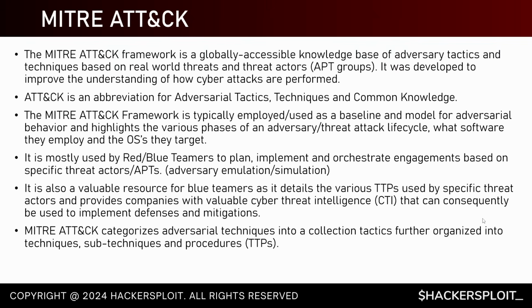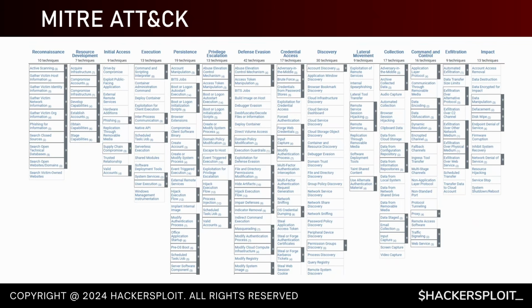Now, the MITRE ATT&CK framework categorizes adversarial techniques into a collection of tactics that are further organized into techniques, sub-techniques, and procedures, which is where we get the abbreviated term TTPs. So whenever I refer to TTPs, just know that it's in relation to the MITRE ATT&CK framework, and it generally represents the tactics, techniques, sub-techniques and procedures of an adversary. Or if you're performing a red team operation, it represents the TTPs that you're going to be implementing during the red team operation. By this point, you can sort of understand how and why the ATT&CK framework is used by red teamers specifically.